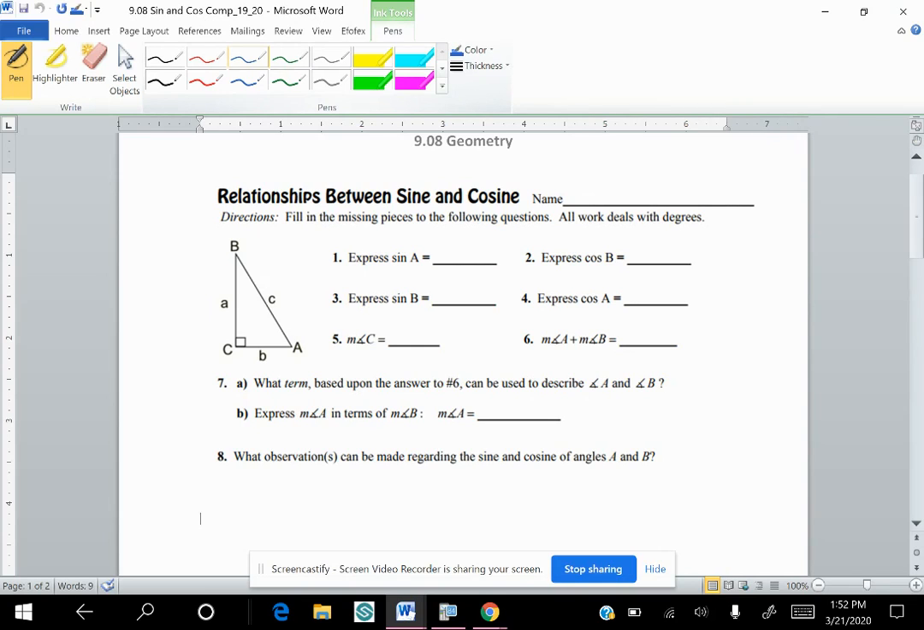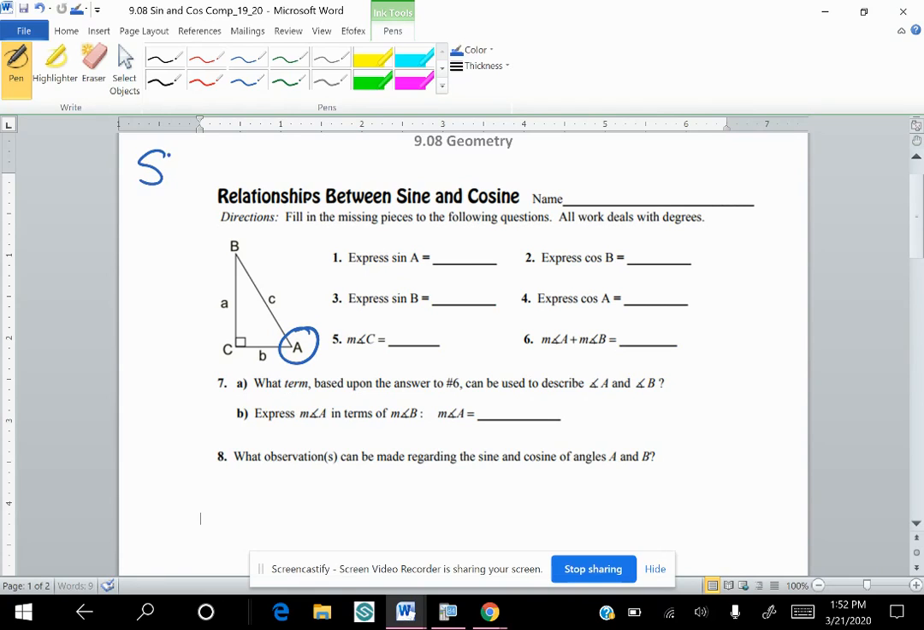When we're working with any of our right triangle trig, remember that we always should be in degree mode as well. Right now, we're not going to actually type anything in. We're just talking about letters. So express sine of A. So I'm looking at angle A because it's always sine of the angle.